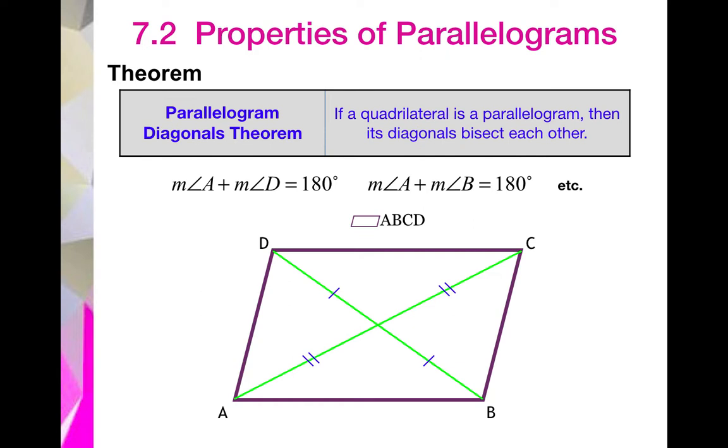Another theorem is the diagonals theorem, and that says the diagonals of a parallelogram bisect each other. So they bisect each other. So in here we have this and this are congruent segments. And the same thing is this and this. These are congruent segments. Diagonals bisect each other.